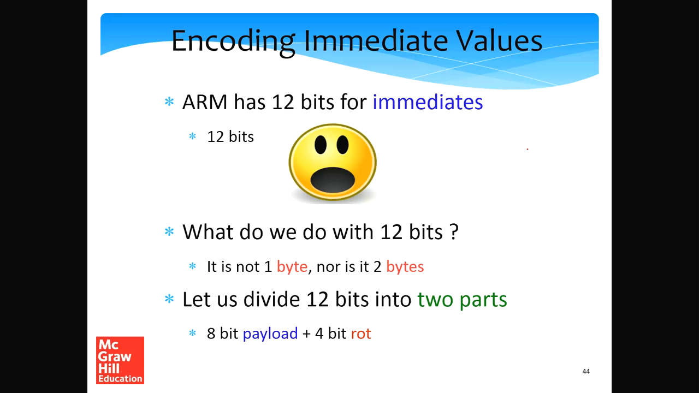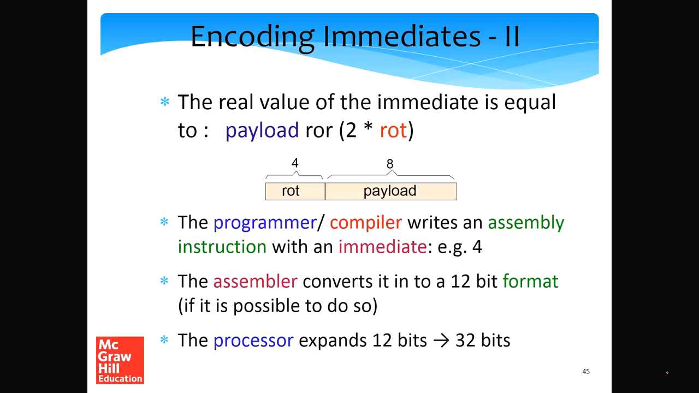Encoding immediate values is kind of tricky in ARM. ARM has 12 bits for immediates. 12 is a bad number. It's not 8, it's not 16. So it is essentially not 1 byte, nor is it 2 bytes. So let us divide the 12 bits into 2 parts, or 2 fields. Let one be an 8-bit payload and the other a 4-bit rotation value. We'll see what these are.